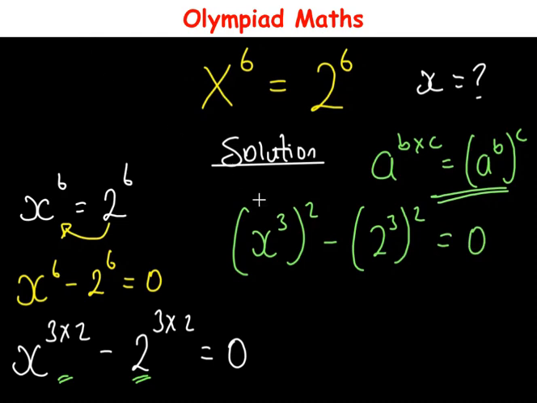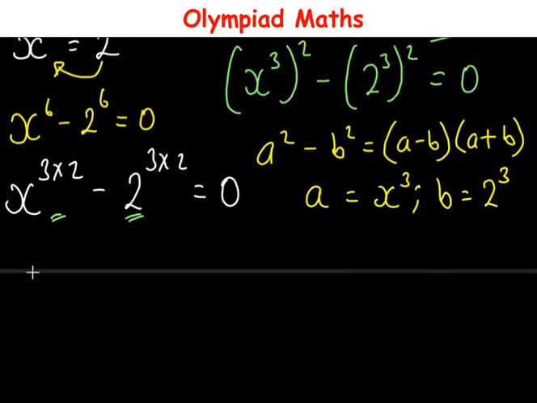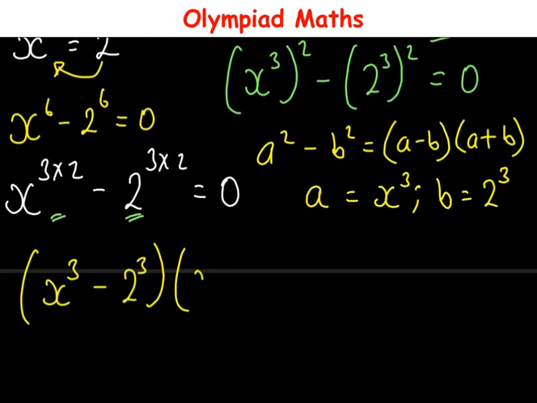So what you then have is difference of two squares. If you have a squared minus b squared, this is equal to, in bracket, a minus b multiplied by a plus b. Okay, and in this case, the value of a is equal to x raised to power 3, while the value of b is equal to 2 raised to power 3. So with this, what we then have is, in brackets, a is x raised to power 3, then minus b, 2 raised to power 3, all multiplied by a, x raised to power 3, plus b, 2 raised to power 3, all is equal to 0.